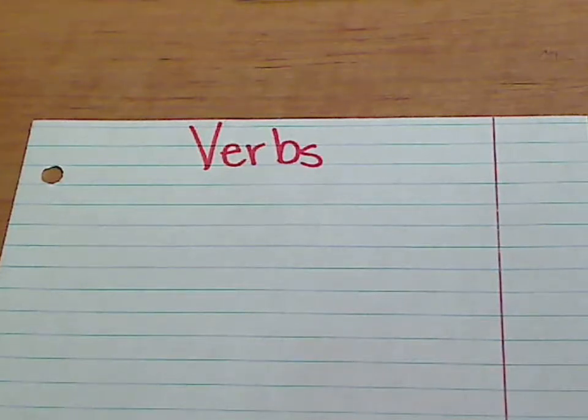So our next part of speech is the verb. In your journal, I'd like you to complete this sentence. Write, I can, and then list some verbs that show action. Pause the video here while you do that.